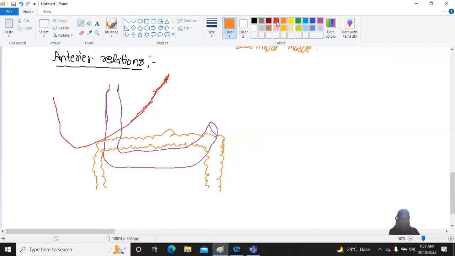Superiorly, we have stomach. We know the curvature of the stomach. This is the curvature of the stomach for continuation. Done. So these are the structures. This is first part, liver. Done. This is transverse colon, and this is stomach. Stomach. This is transverse colon. Transverse colon, and the abdominal wall, which is the most common thing, we don't write.